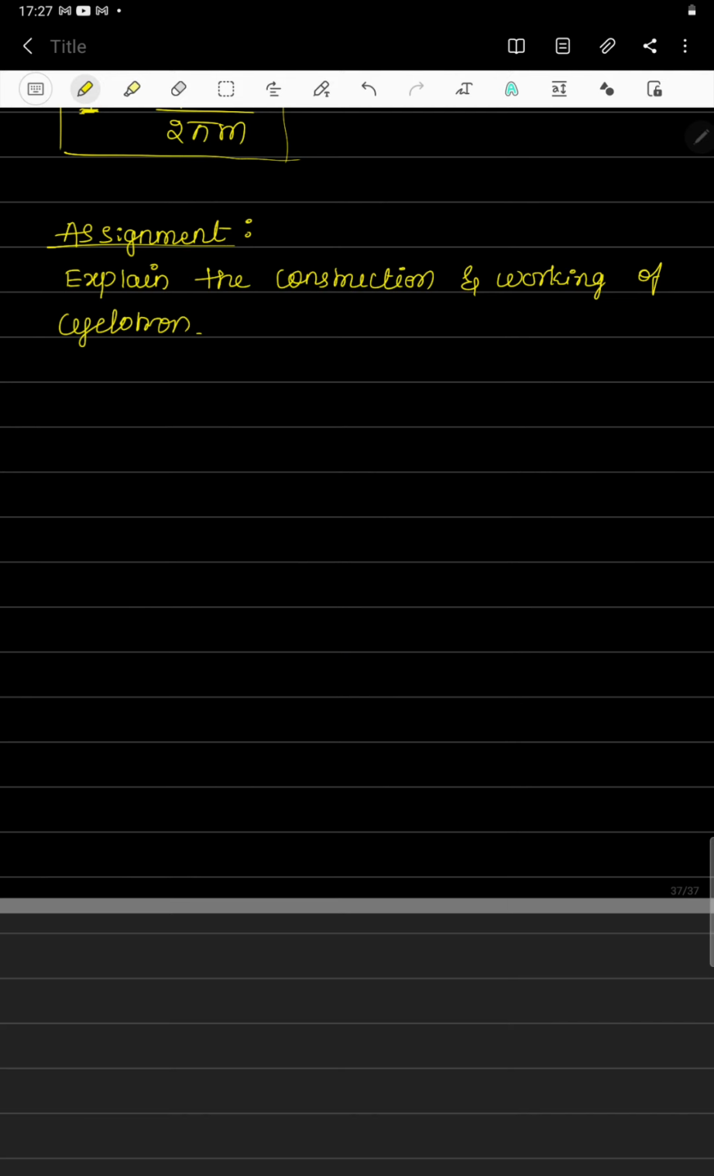Take the assignment question, students. Explain the construction and working of a cyclotron, and give the expression for the energy of the charged particle.